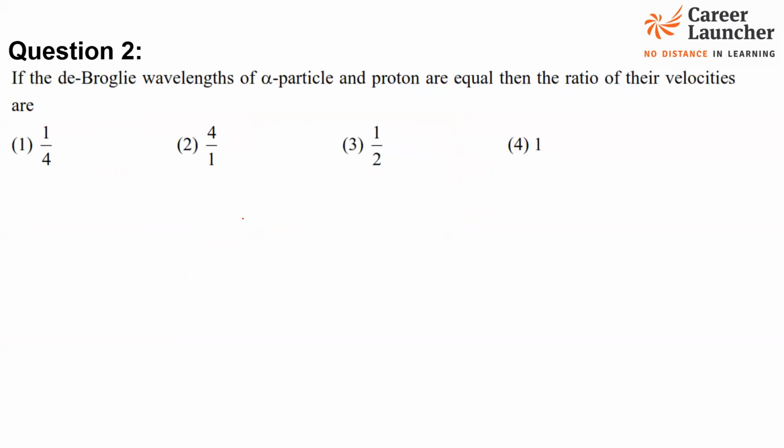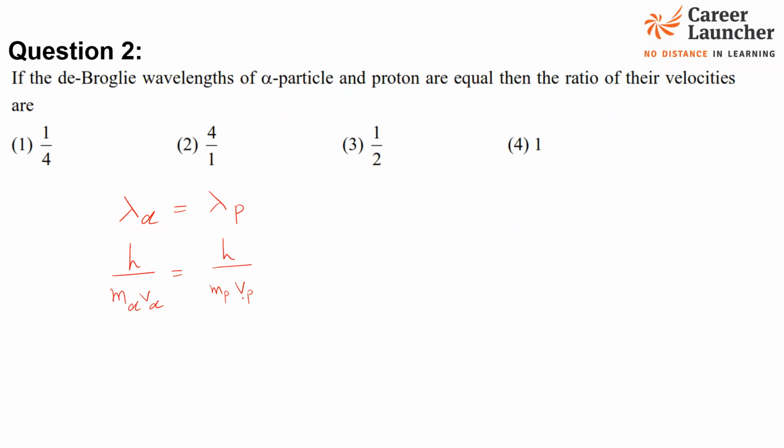If the de Broglie wavelength of alpha particle and proton are equal, okay, so let's say lambda alpha and lambda proton are equal, then the ratio of their velocities will be how much? So as we know, de Broglie wavelength is given by lambda equals h upon momentum. So h upon mass of alpha particle into velocity of alpha particle, and h upon mass of proton and velocity of proton.